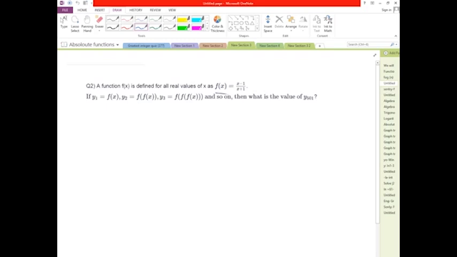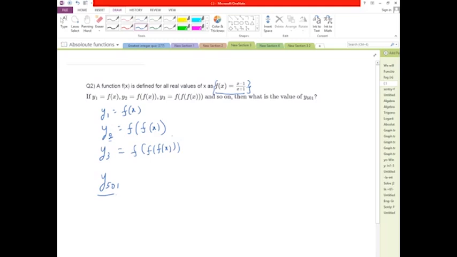f(x) has been provided, so you know that the function is x minus 1 by x plus 1. Then you are told that y1 is f(x), y2 is f of f of x. So basically the number of times you apply the function is the coefficient of y. So y3 will be applying f 3 times, and so on. What you have been asked to calculate is y501.